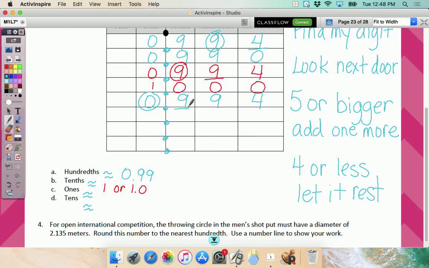So do I add it to the 0 or do I add it to the 9? Thank you. So the 0 becomes a 1. Now flex your muscles like a hero. All the other digits to the right change to 0. What's my answer again? 1.0. And we don't need the 0.